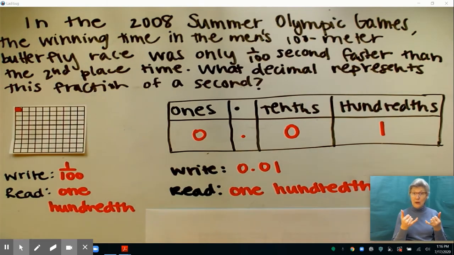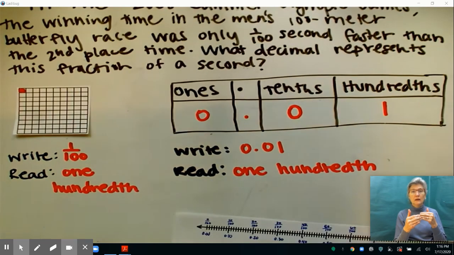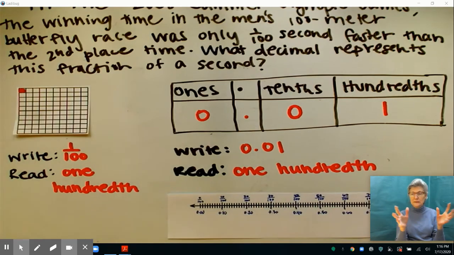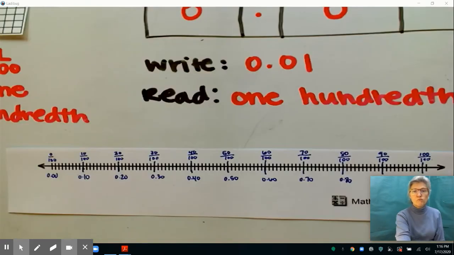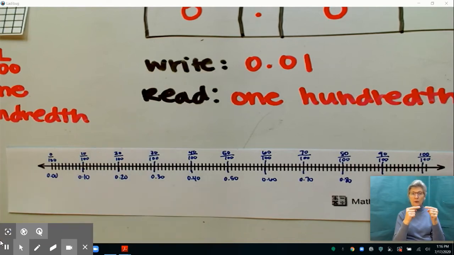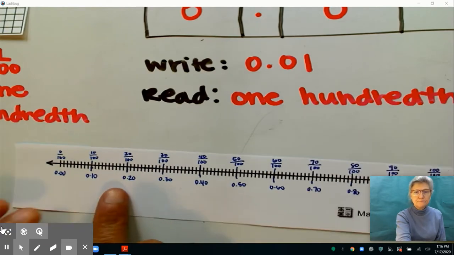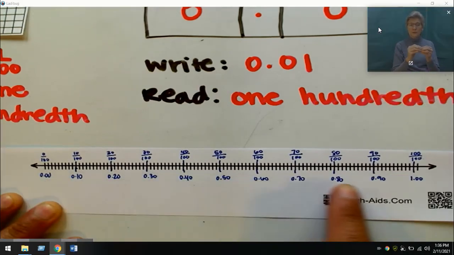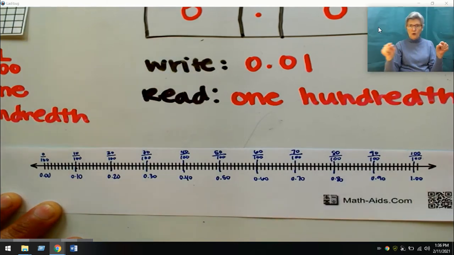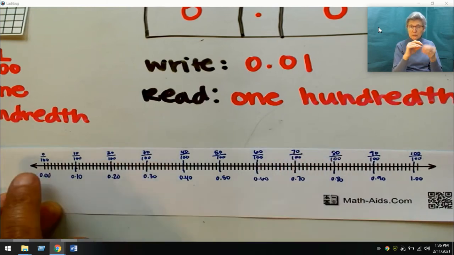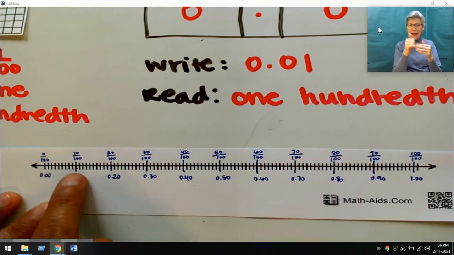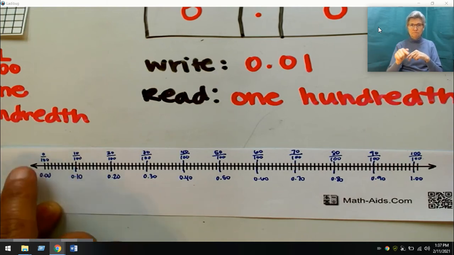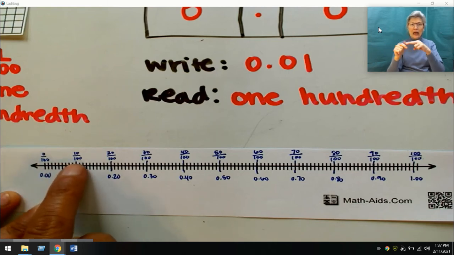Now, let's take this a step further and connect all of this to a number line. Let's start by taking a look at our number line and understanding how it's working. As we look at our number line here, we see that we start at 0, and we're counting all the way up until we get to the number 1. As we're looking at our numbers, we're seeing that every 10 increments on our number line is an increase of 10 hundredths.